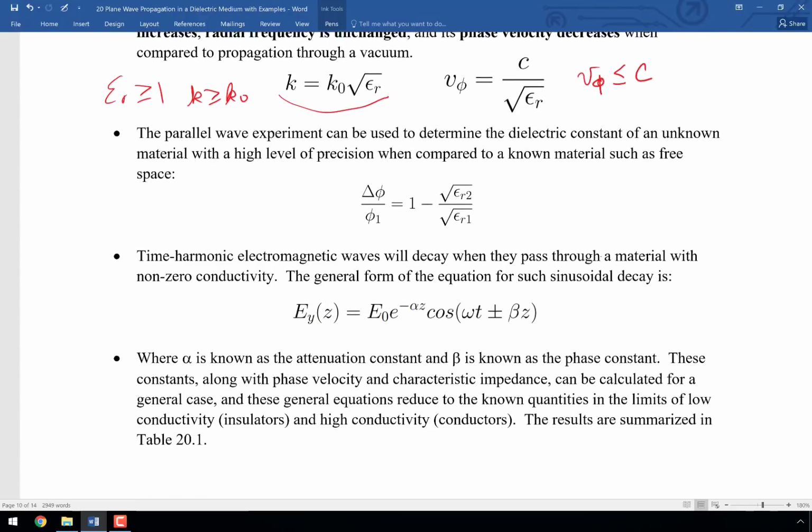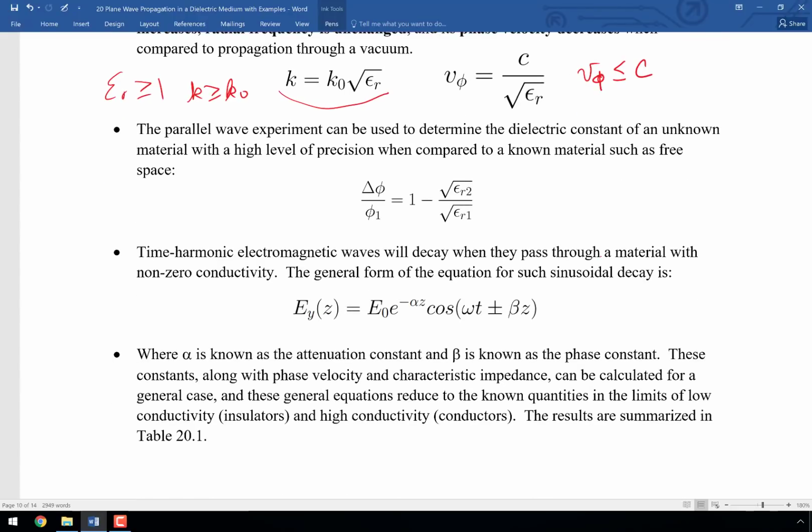Parallel wave experiment, we have a couple of equations, but this one can be used to quickly and easily calculate the relative dielectric constant of an unknown material. If we apply a time harmonic electromagnetic wave, a traveling wave, to a material that has non-zero conductivity, then it will decay as it's also oscillating. Alpha is the attenuation constant, beta is the phase constant. Although we don't typically refer to it, we do have gamma. Gamma is alpha plus j beta, and that's the propagation constant.